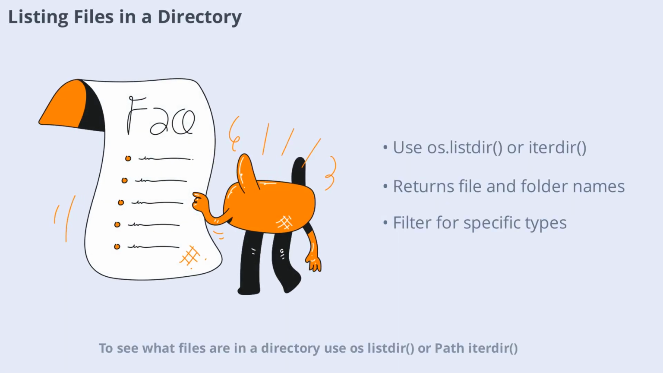To see what files are in a directory, use os.listdir or similar functions. These return the names or paths of all files and folders in a given directory. You can filter or process these lists to work with specific files, such as all text files or images. This is useful for batch processing or organizing files.